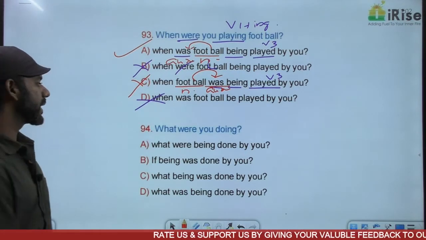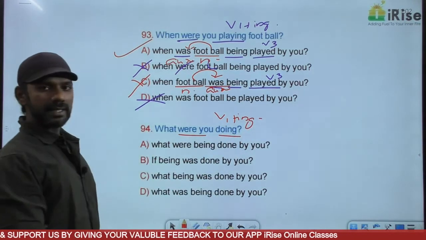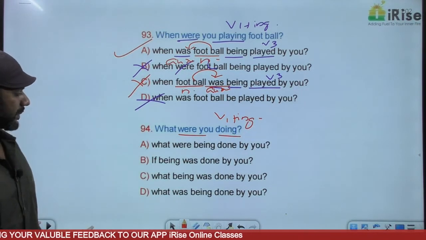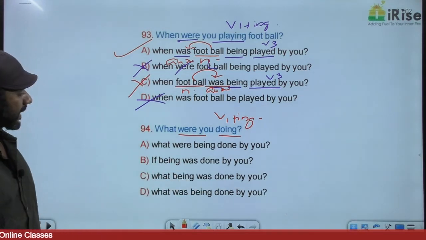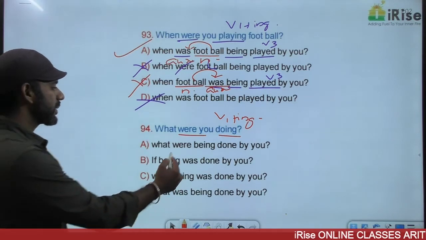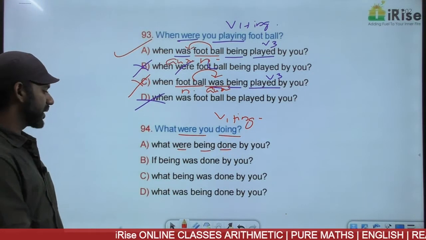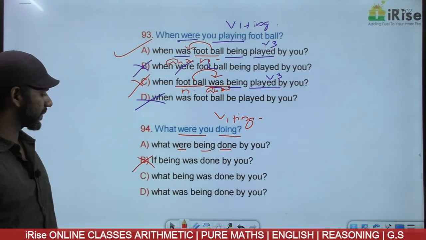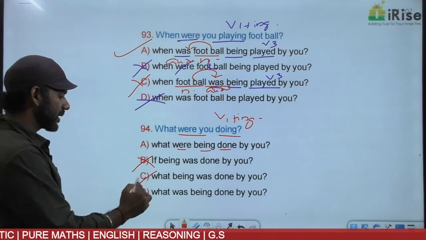What were you doing? Were plus V1 plus ing, the same. Past continuous active voice. In the passive voice, being must be there. In all the options we have being. Come to A. What were being done by you? Were plus being plus V3. Leave. If was being done by you, anyway gone. If it is, it also is wrong. What being was done by you, completely wrong, eliminate.